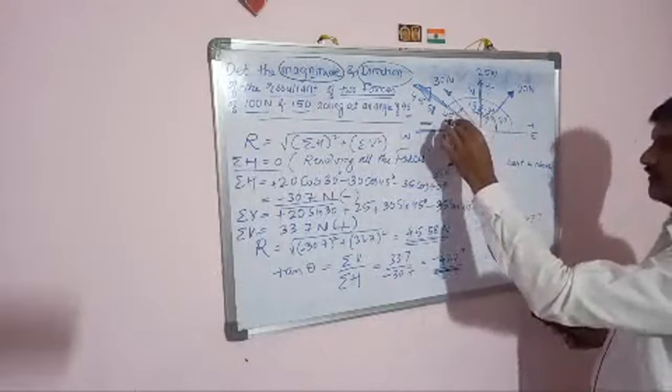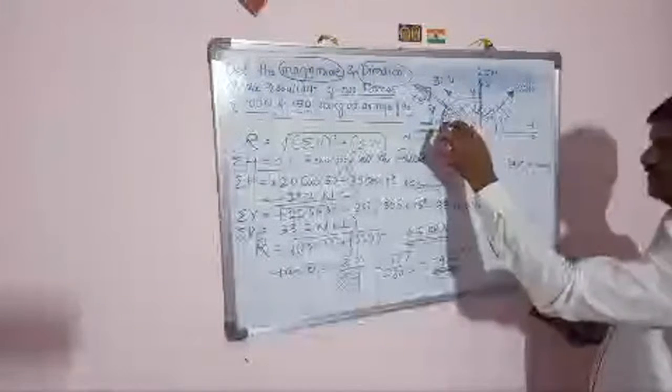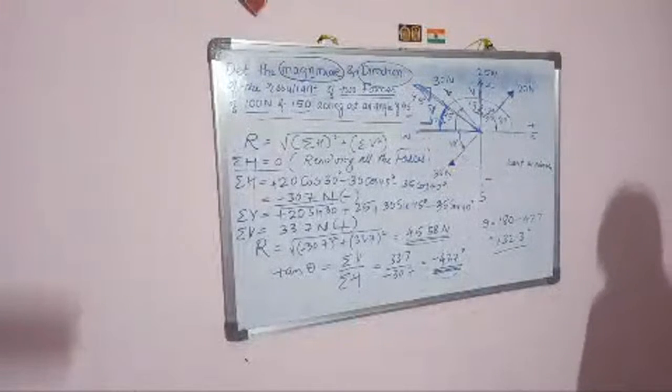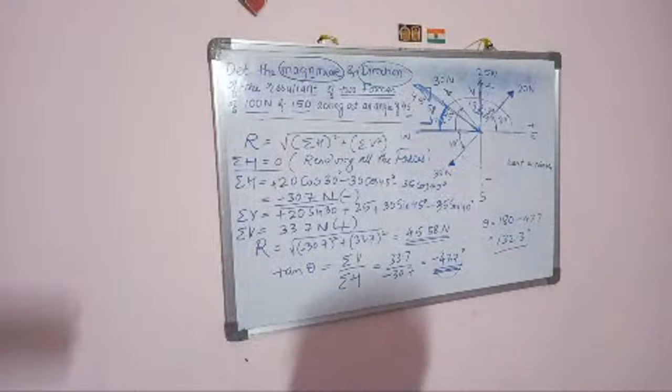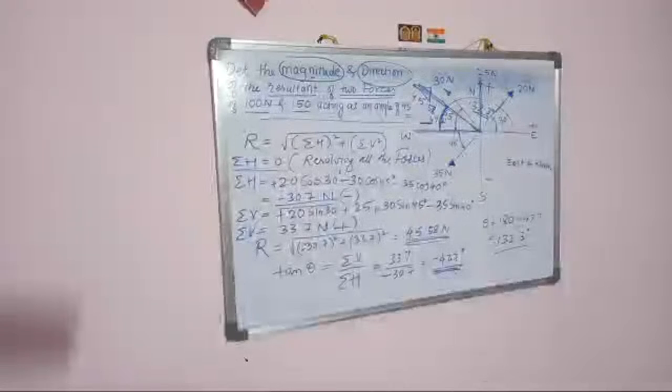So anyhow here it will be again 47.7. This angle is 47.7, the remaining angle. Okay, so at that point the resultant lies in the second quadrant at an angle of 47.7, and the magnitude will be 45.58.